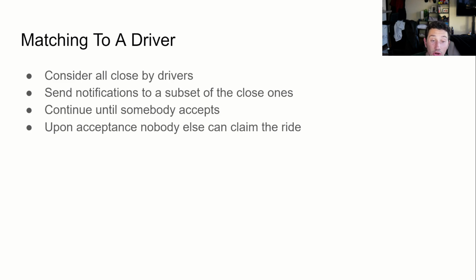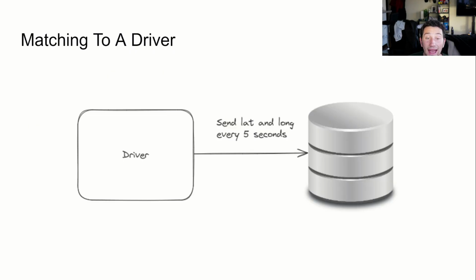These steps imply that we need to know a pretty critical piece of information, the locations of all the drivers. As drivers have their Uber app open, they should be sending their location to our backend every few seconds. Fortunately, cellular devices have a GPS inside of them, and we can take advantage of that to send their latitude and longitude to our servers.